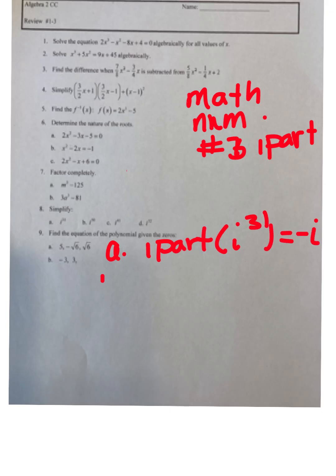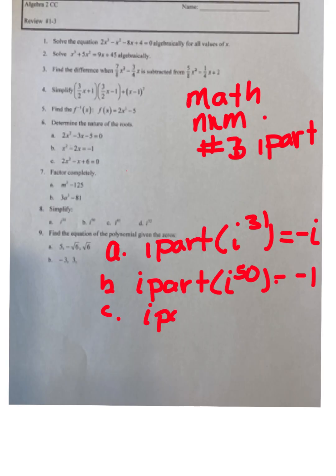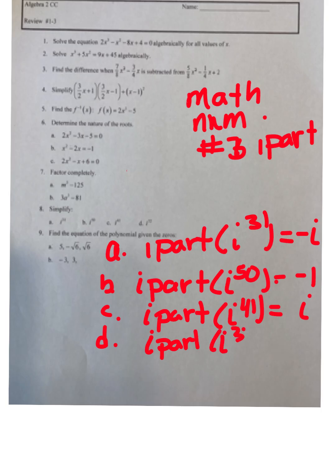All right, B is i to the 50. Plug that into the calculator, you get negative 1. C is i to the 41. i to the 41 is i. And D, i to the 32 is equal to 1.